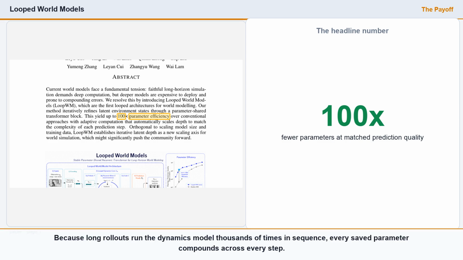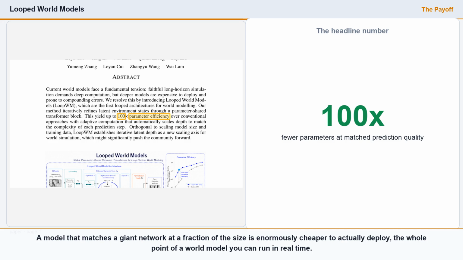Because long rollouts run the dynamics model thousands of times in sequence, every saved parameter compounds across every step. A model that matches a giant network at a fraction of the size is enormously cheaper to actually deploy, the whole point of a world model you can run in real time.